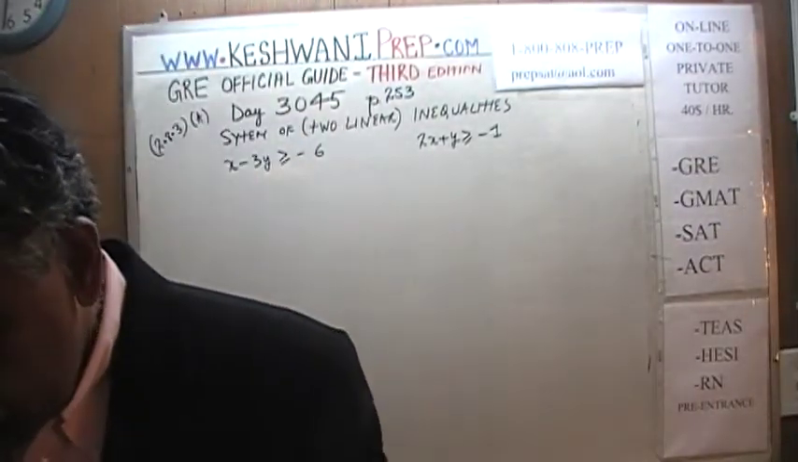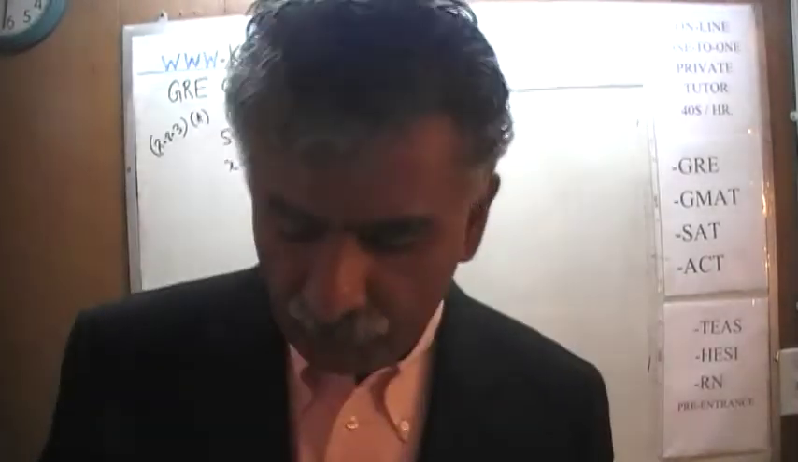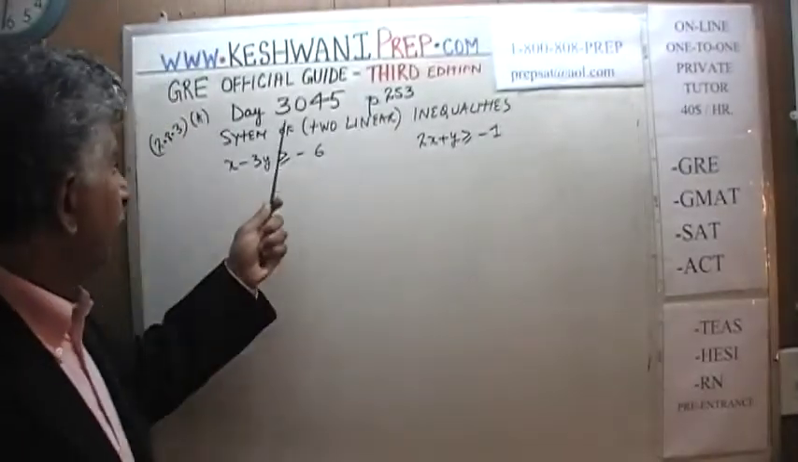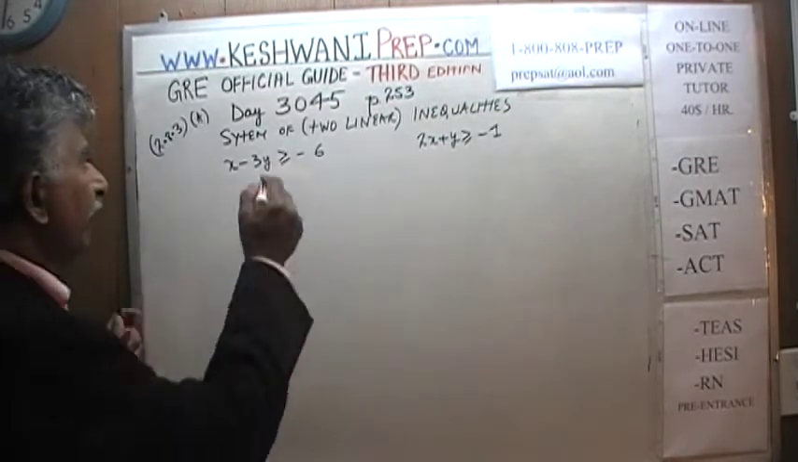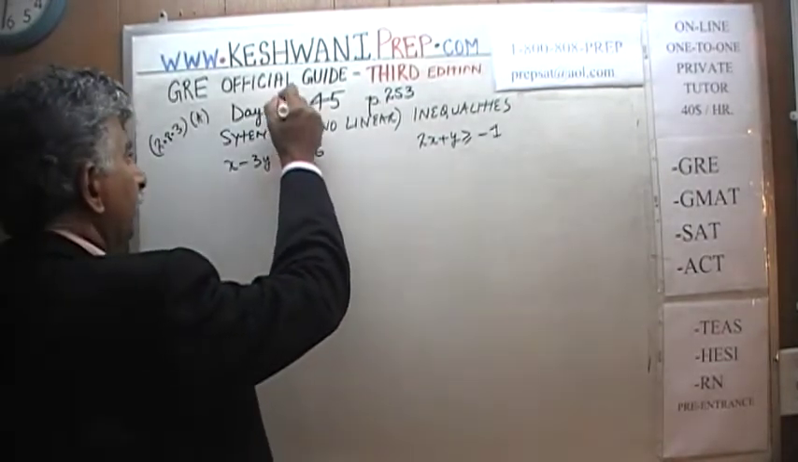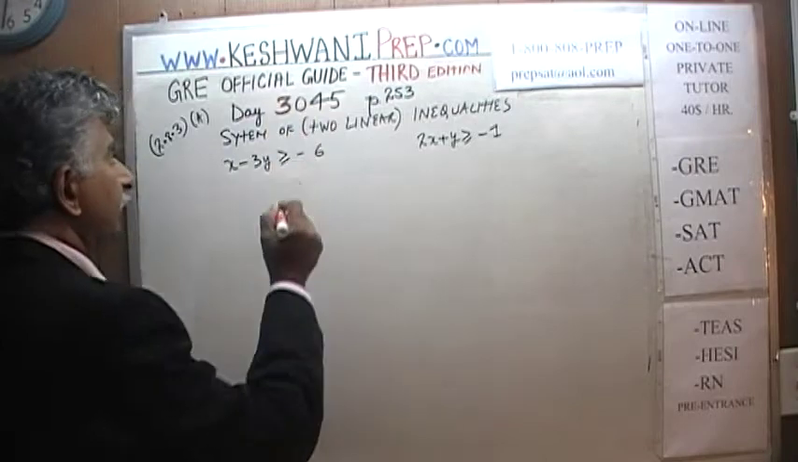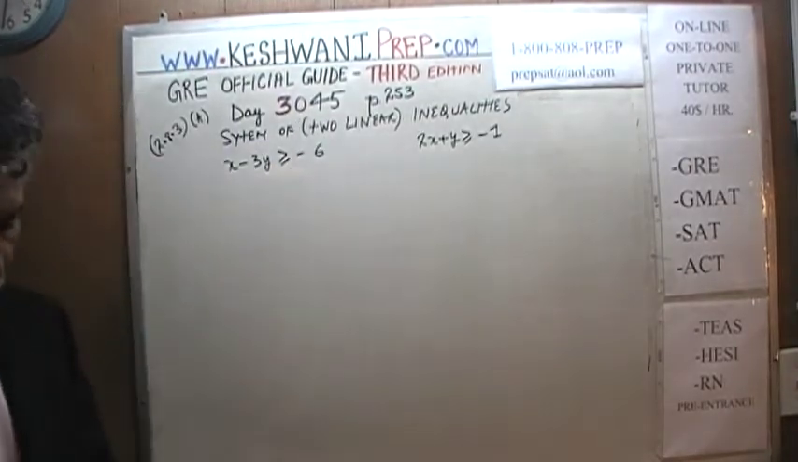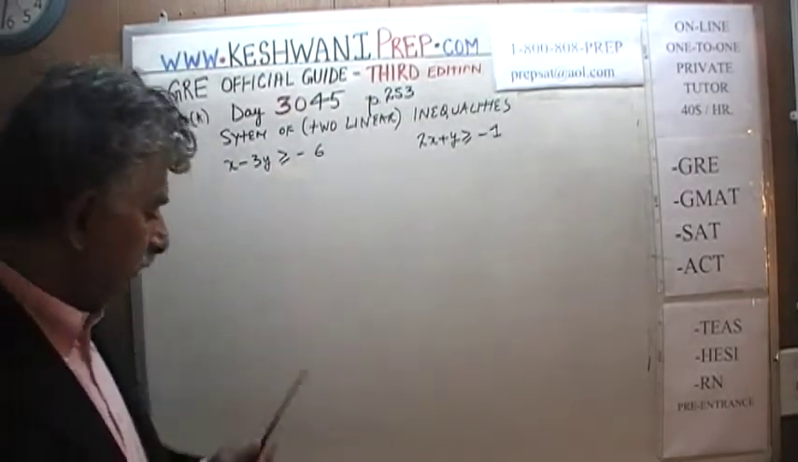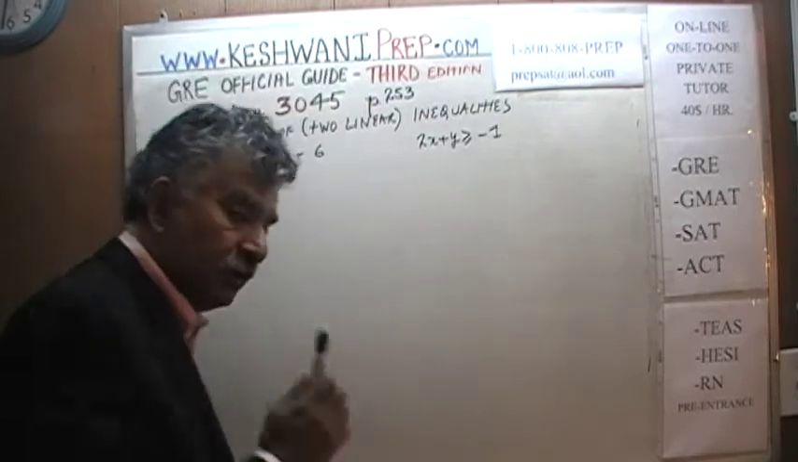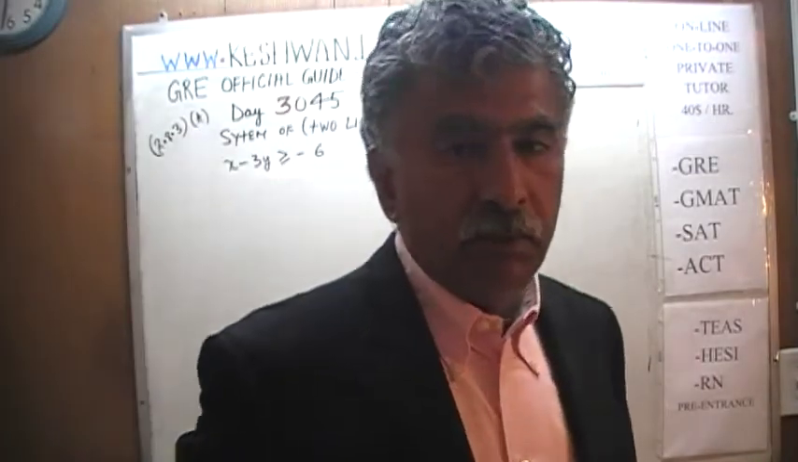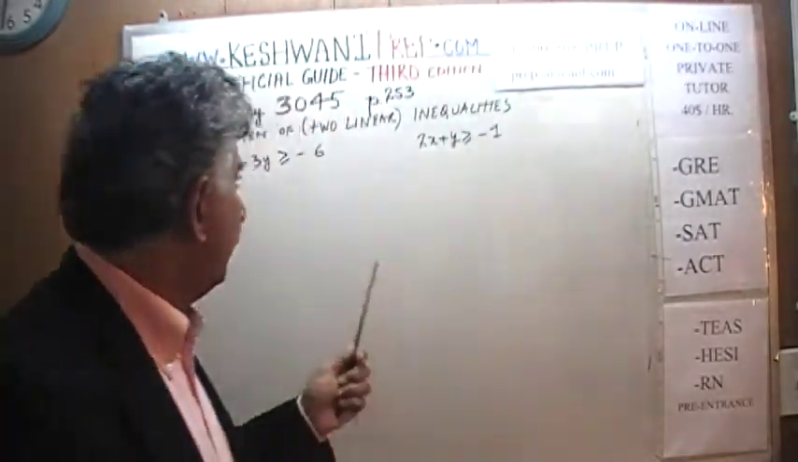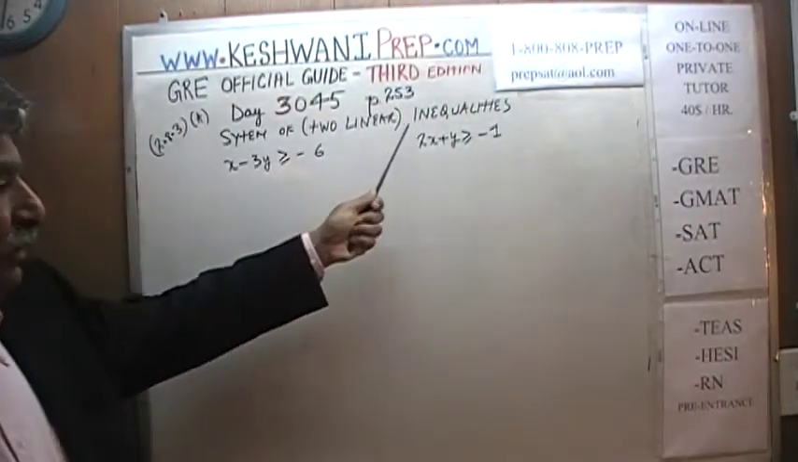Today is our lesson number 45, day 3045. The 3 signifies that we are in the third edition, day 45. We are on page number 253. Please turn to it, and there you'll find the topic that you see on the blackboard, the system of inequalities.